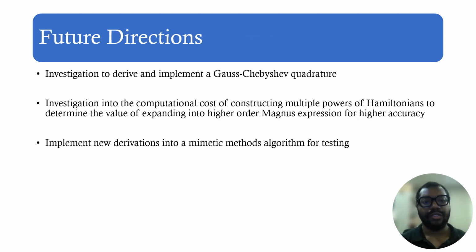As far as future directions go, as I mentioned before, I'm using a 2-point Gaussian quadrature. There's investigation being done to instead implement a Gauss-Chebyshev quadrature, which should result in less propagation errors. There's also investigation into the computational costs of constructing multiple powers of Hamiltonians, and this will be done to determine the value of performing higher order Magnus expansions to more accurately capture our unitary propagator. And then finally, all the knowledge that has been learned throughout this research will be implemented into a mimetic methods algorithm for testing.